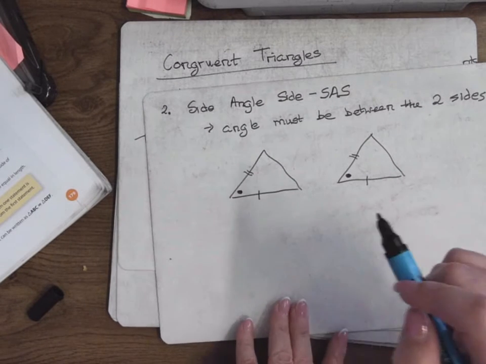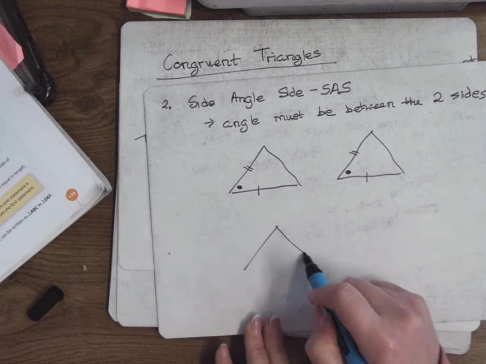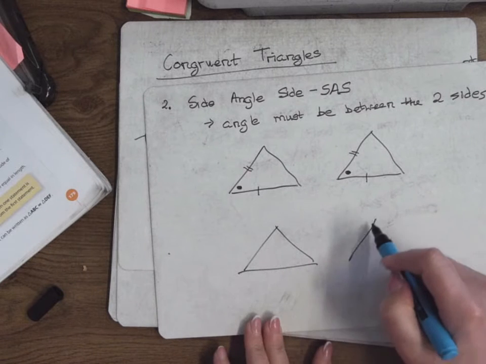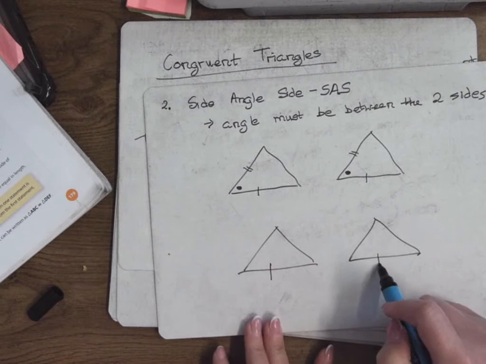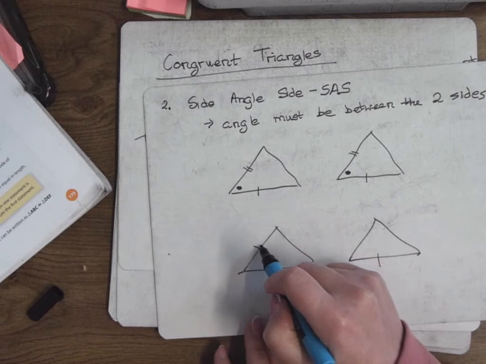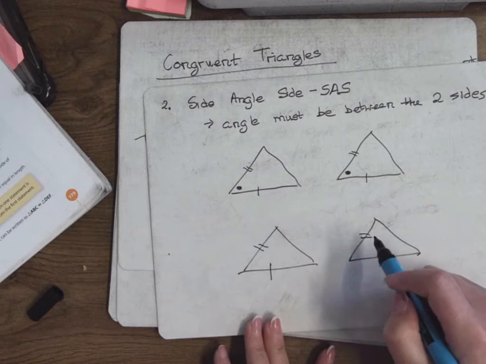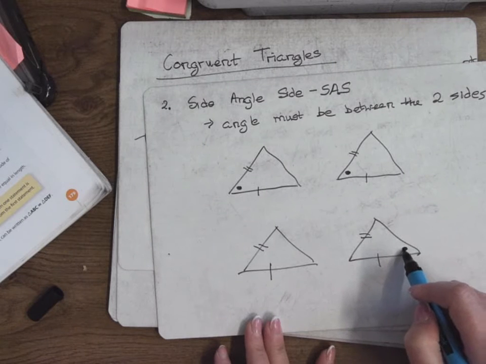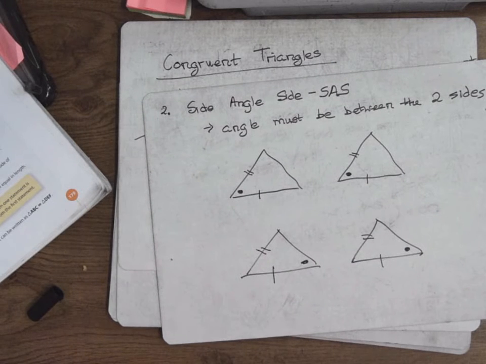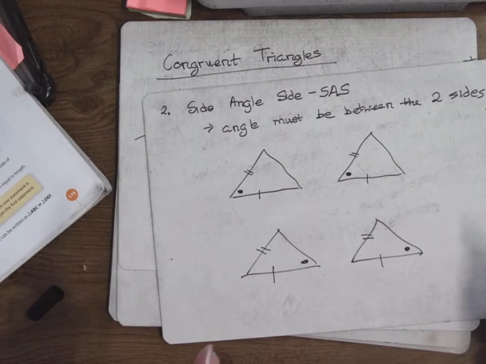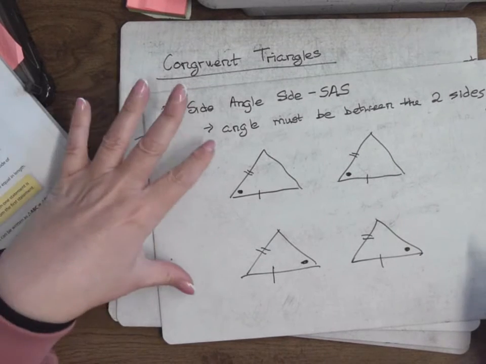Now, I'm just going to draw one. Don't bother drawing the next one, this is just me talking. So if I had a triangle like this, and a triangle here, and I measured this side, and I said it was the same as this. I measured this side, and I said it was the same as this. And then I measured this angle, and it turned out to be the same as that angle, right? Can I say those triangles are exactly the same? No, right? Because it doesn't fit the rule.